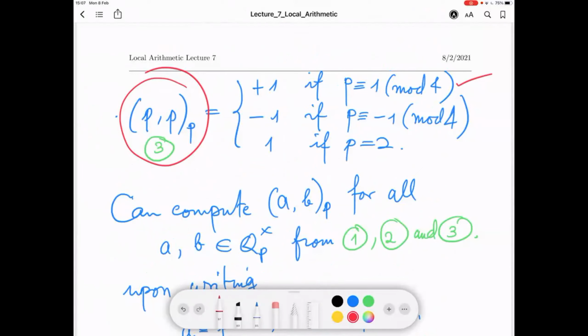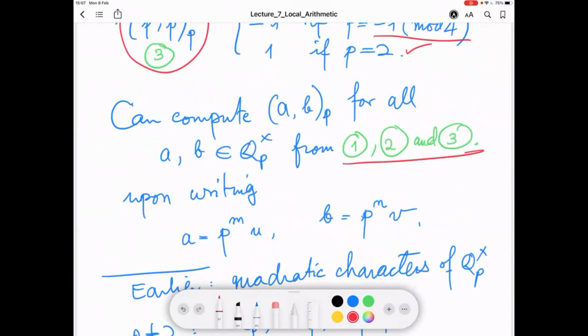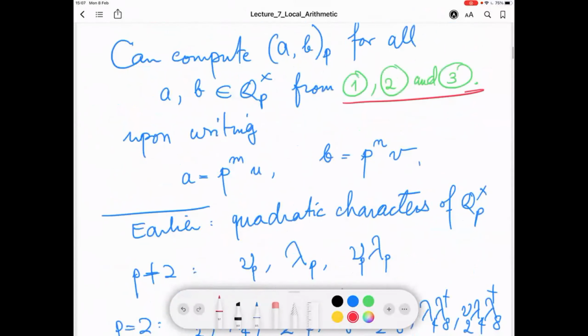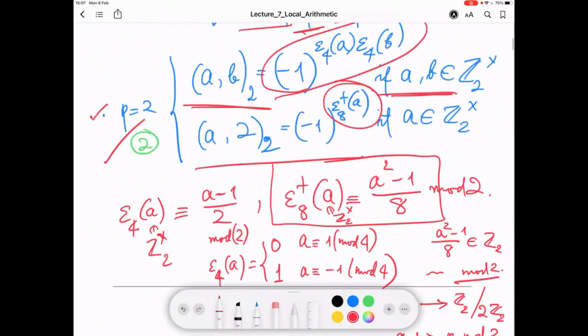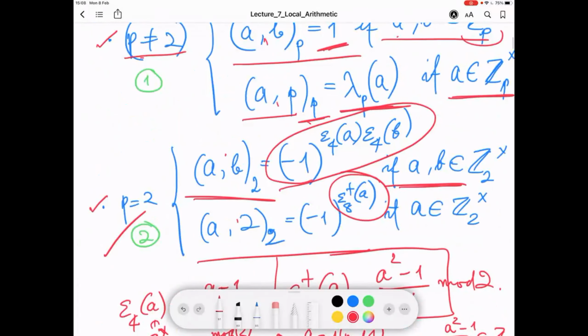Okay, so these things, as I've said, allow you to compute (A, B)_P in all cases by just writing A as a power of P times a unit, and you do the same thing for B, where U and V are now in Z_P star, and M and N are of course in Z. Then you just expand, and because of these three elementary cases, this case here and these two cases, allow you to compute (A, B)_P for all A, B in Q_P star.